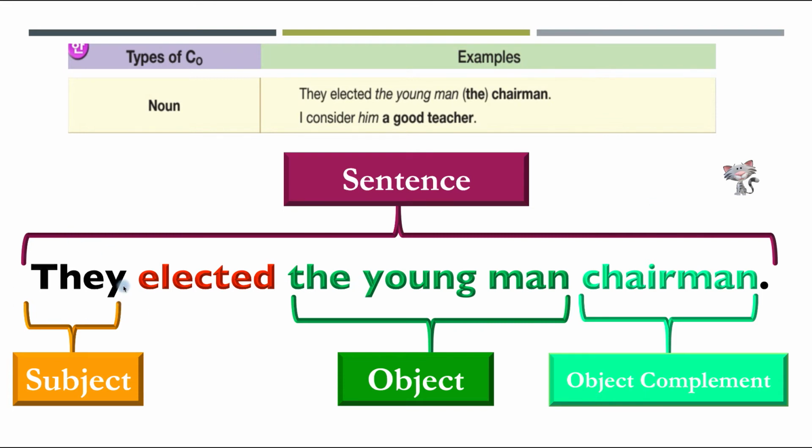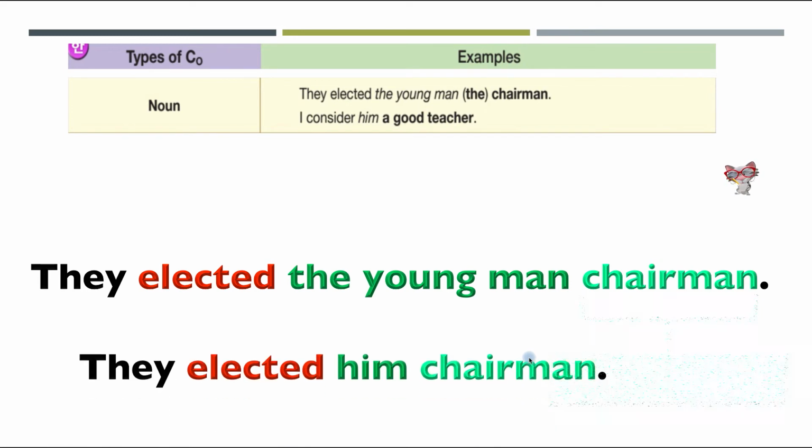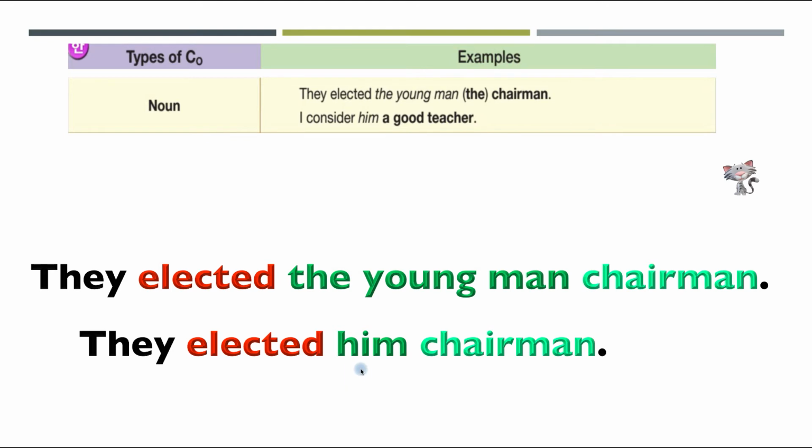So yes, "they" is the subject, "elected". So they, the people, elected the young man chairman. So the young man was elected chairman by the people. That's the grammar from the last unit, right? The young man was elected chairman by the people. Object complement, that's what it's known as. They elected him chairman. So the young man can be replaced by the object pronoun him.